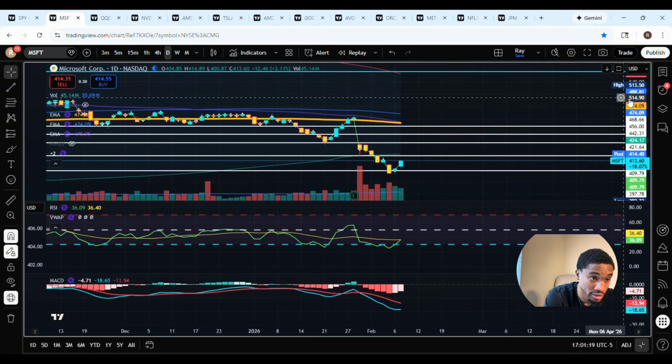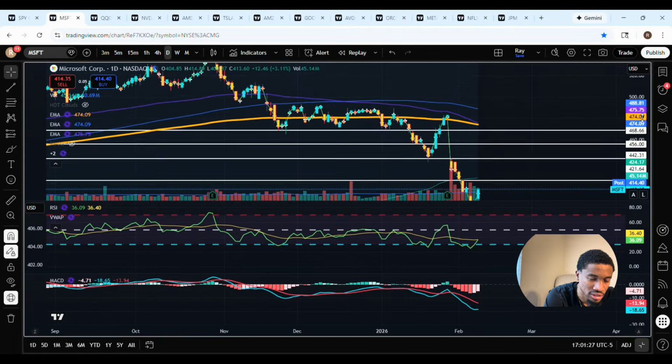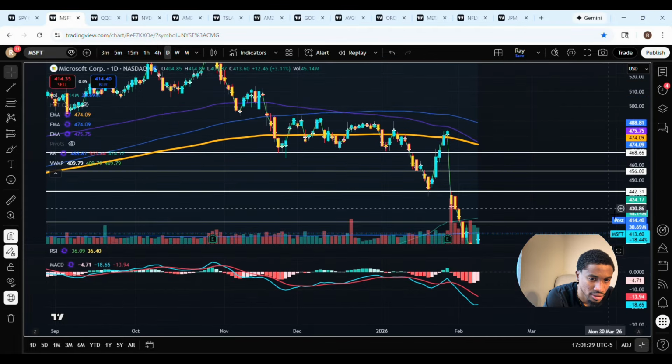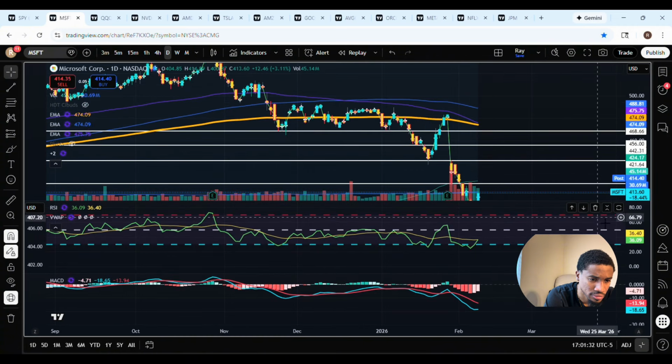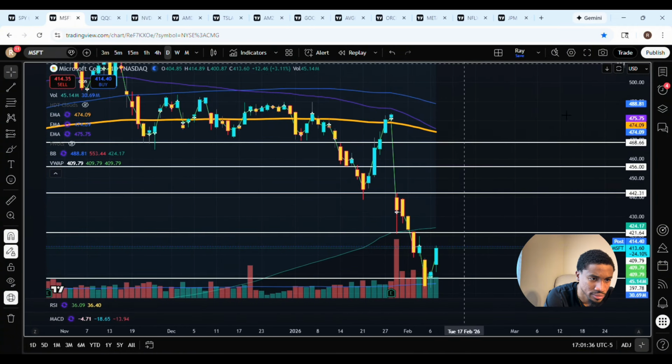So you see right here on the daily, this is the 200 moving average, this thick yellow line. As you can see right here, let me get some of this gone. Boom, boom. All right, that's way better. All right, here we go.